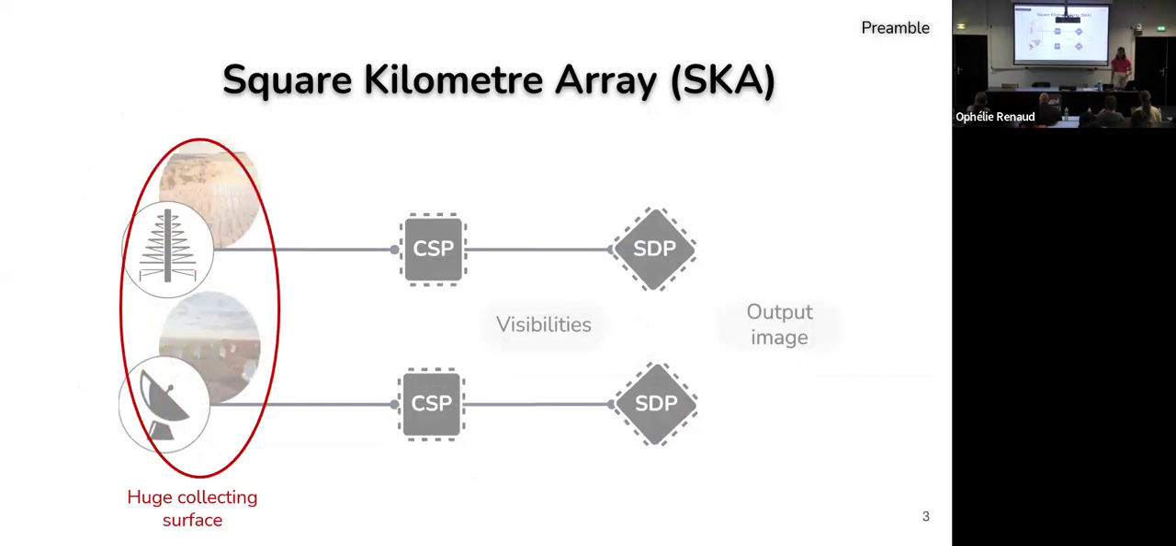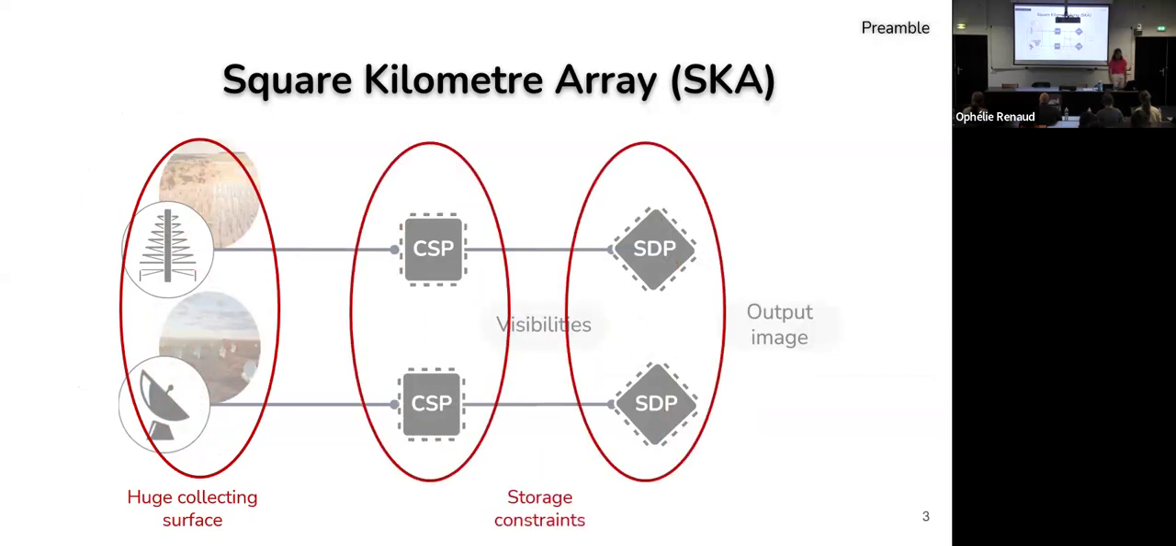And the SKA, because of its huge collecting surface, generates a huge quantity of data. And because of storage constraints, this data has to be processed as fast as possible. So this raises a huge challenge in parallel programming.